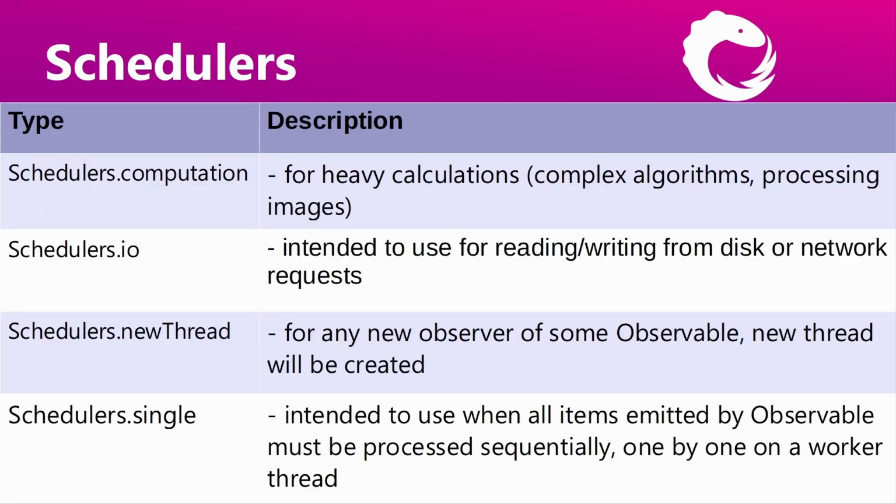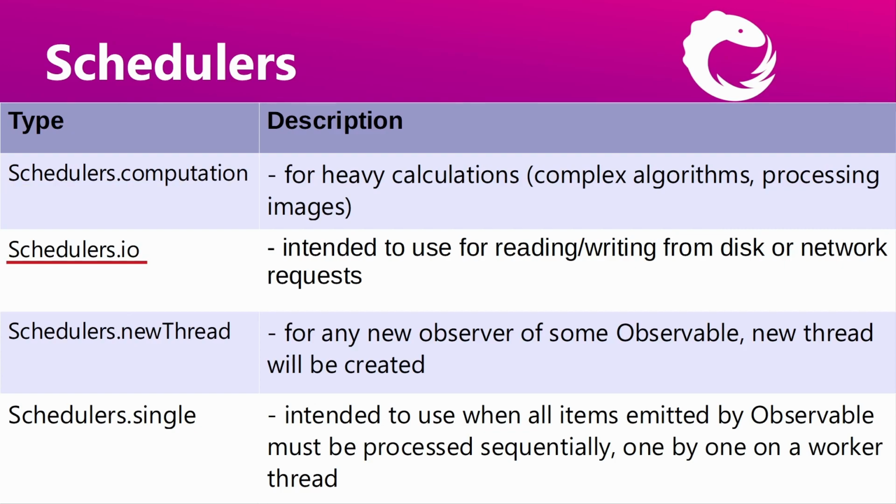Before this video ends, let's discuss different types of schedulers. First of all, we have Schedulers.computation, and it is intended to be used for heavy calculations like complex algorithms, processing images, and other related stuff. Under the hood, it maintains a pool of threads. So whenever you want to use this scheduler, some thread from that pool is fetched and used. And the number of these threads is determined by the number of CPU cores your computer has.